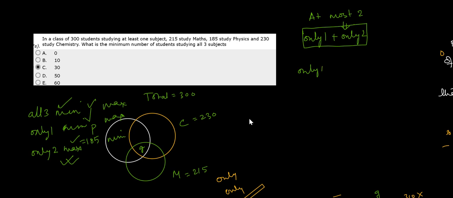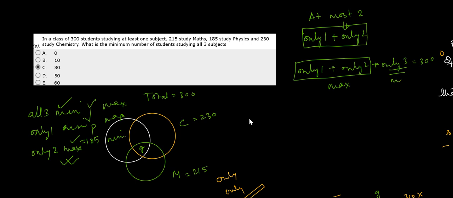And we know only one plus only two plus only three is 300, right? So when this one is maximum, what will only three be? Minimum, right? So when only 3 is minimum, what will only 1 be?